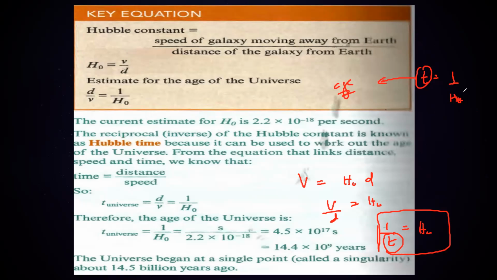So this is the approximate age, which is 14.4 or 14.5 billion years. So it all started with a singularity, and all things tend to move away from each other. And using the concept of the Hubble constant, we can determine the age of the universe. Is this one clear?